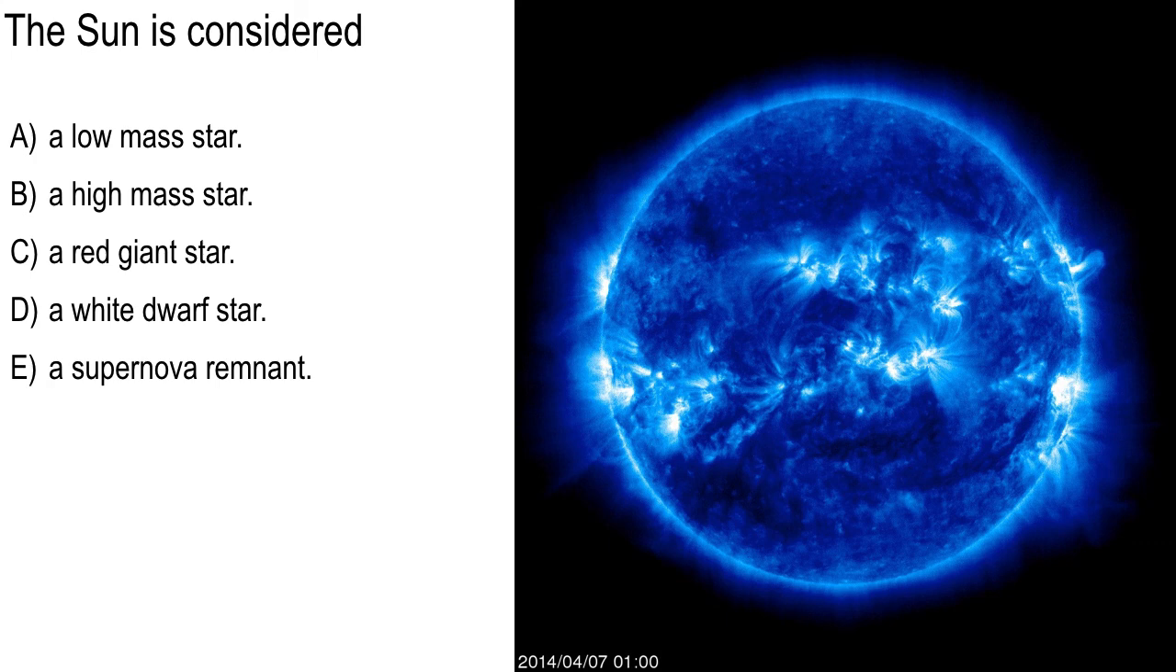Yeah, the correct answer is A, low mass star. What this means is it's never going to become a black hole or a supernova, as we'll talk about in a minute. Go ahead, move back to the regular display. And so there's your answer.